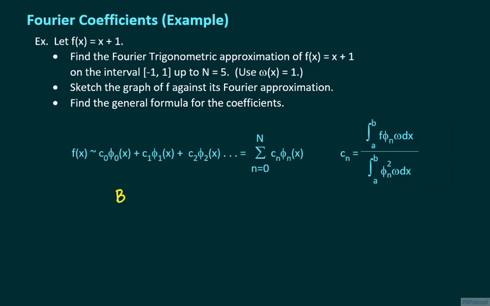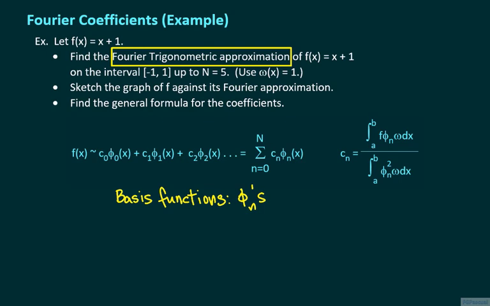The kind of Fourier approximation determines the type of basis functions that we are to use. A basis is simply a set of vectors, or in this case, a set of functions that we use to construct an object. In this lecture, the object that we are to construct is a Fourier trigonometric approximation.